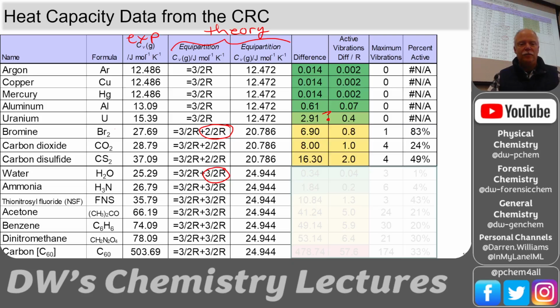Okay. Here, bromine, the difference is 6.9. That corresponds to about 0.8 of an active vibration. Okay, so that first vibration is like 83% active.